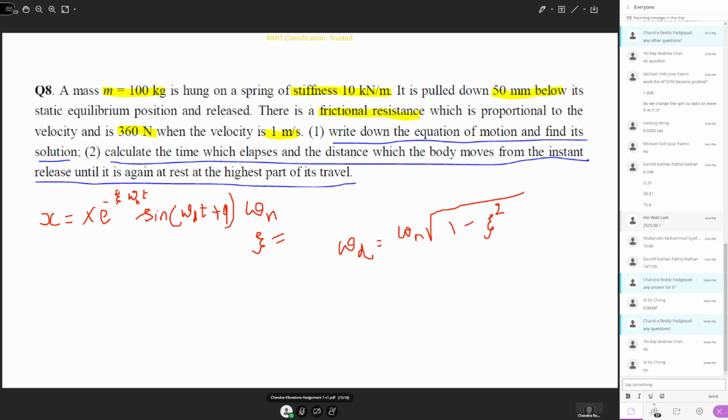So you can calculate the response of the system. For this, the initial conditions are given. That means the initial displacement is given. The initial displacement is 0.05, 50 mm below, pulled down. Based on this, try to calculate and complete both parts.